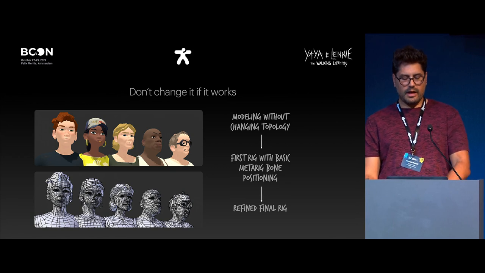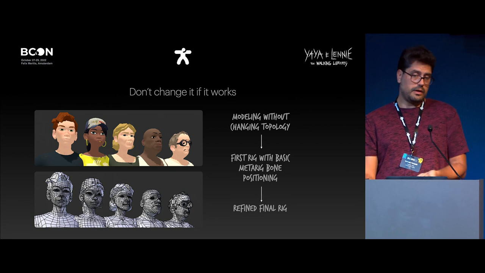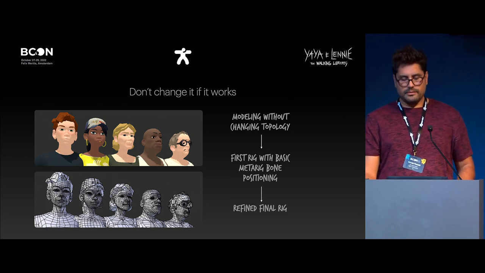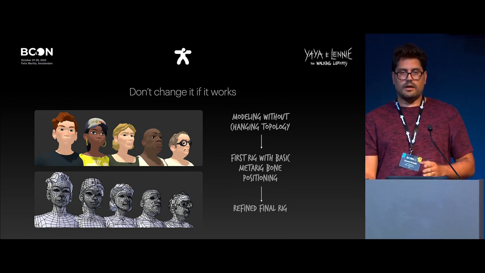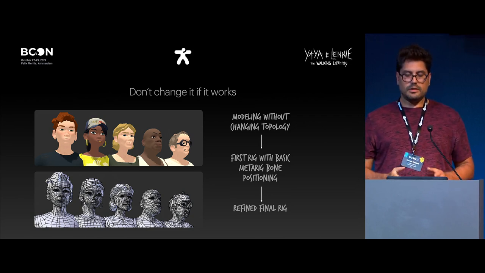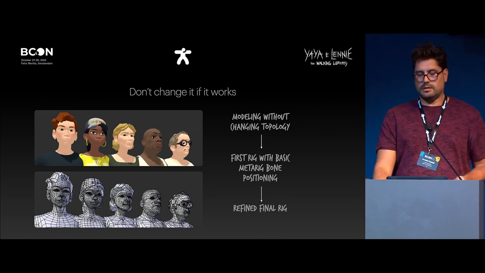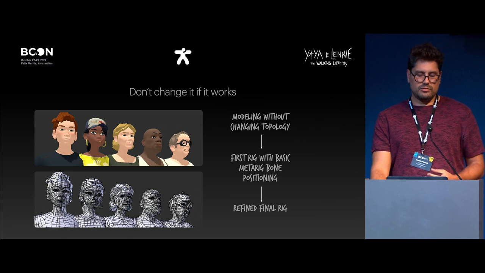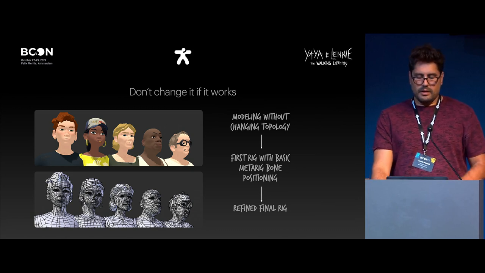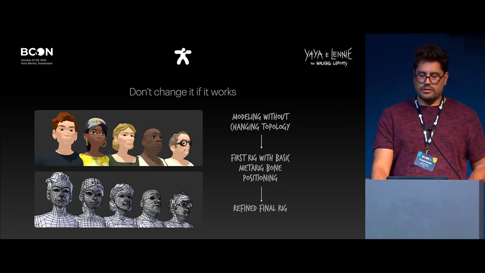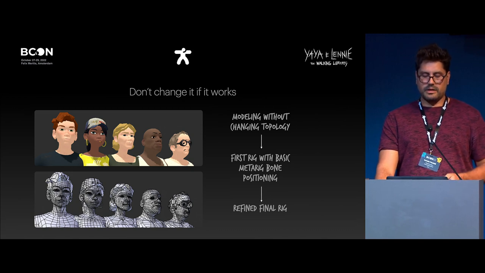As you can see, they all have the same topology. That meant that I could recycle UVs if I use them for the characters. I could recycle vertex weights, for the most part. And that was a very simple operation that the 3D modelers could do without having to worry about too much stuff. Then, after modeling without changing topology, we made a first rig with basic meta-rig bone positioning.